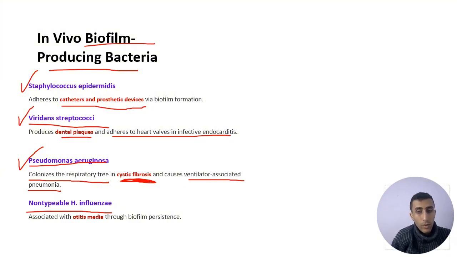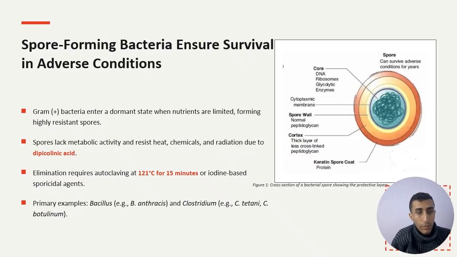Non-typable Haemophilus influenzae causes otitis media through biofilm, which also contributes to resistance. So all of these bacteria use the biofilm to stick to devices, dental plaques, or heart valves. And cystic fibrosis patients get respiratory tract infections because Pseudomonas aeruginosa uses this biofilm ability to colonize the respiratory tract. So that's very high yield stuff.